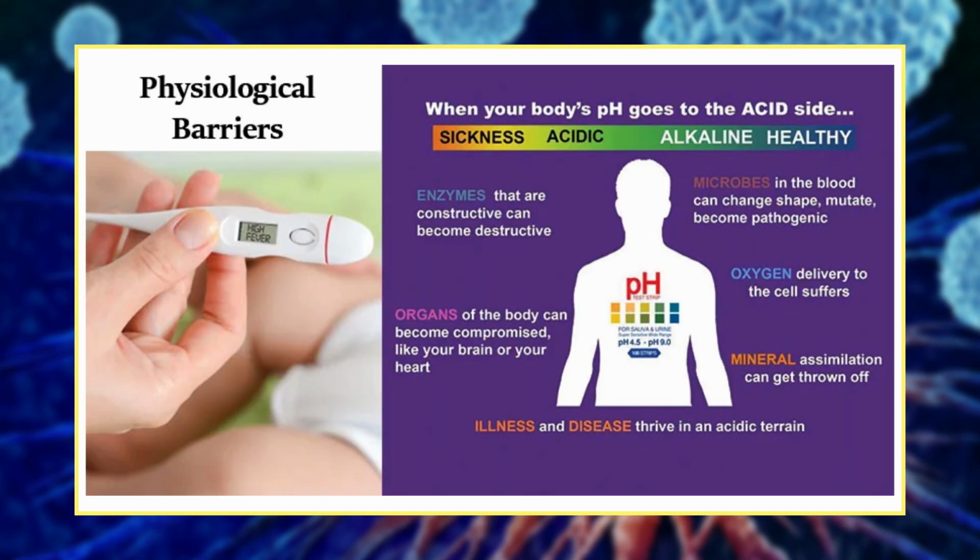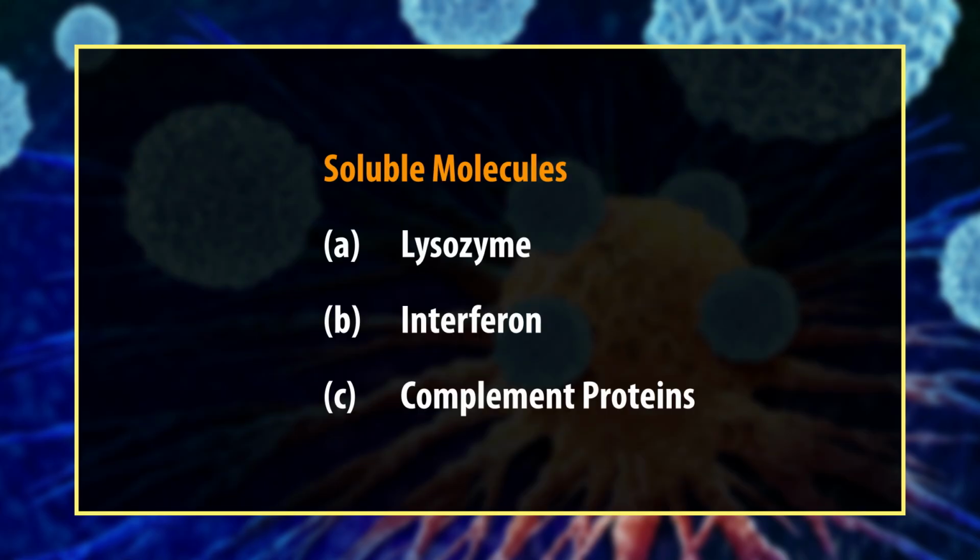Physiologic barriers in innate immunity such as temperature, pH and soluble molecules like lysozymes, interferons and the complement proteins limit pathogen growth by degrading cell walls, inducing antiviral states or damaging membranes, while some species naturally resist diseases because their body temperature prevents pathogen proliferation, collectively offering broad, non-specific protection against infections.